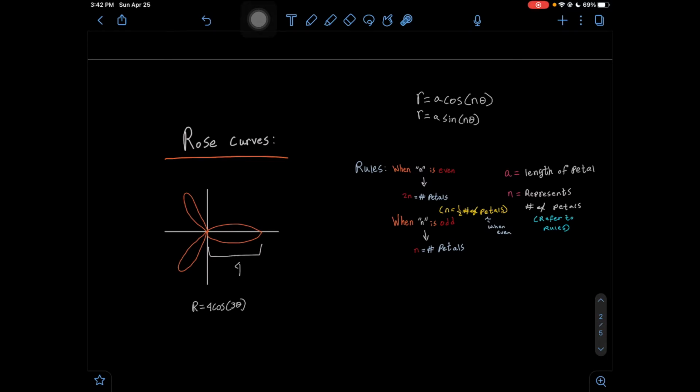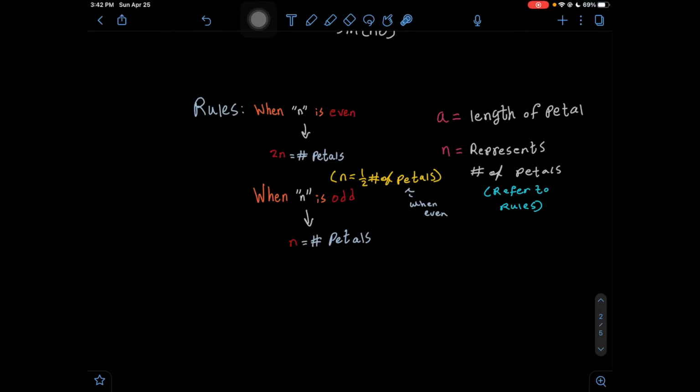And you might be wondering what the n is. Well, the n is going to represent the number of petals in some way. Here are the rules that I was talking about. The first rule is that when n is an even number, 2 times n equals your number of petals. And the second rule is when n is an odd number, n equals your number of petals. You can think about n equaling half your petals.